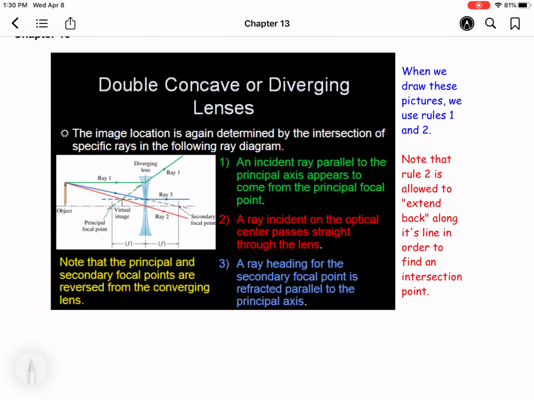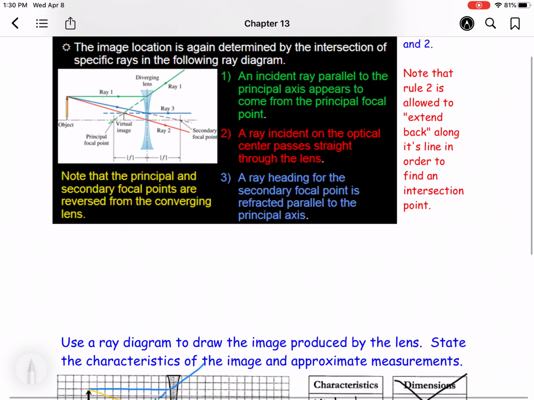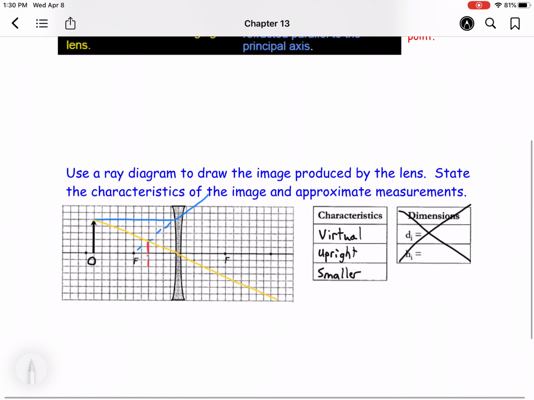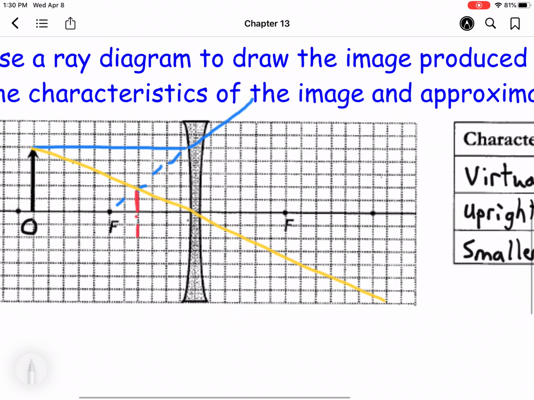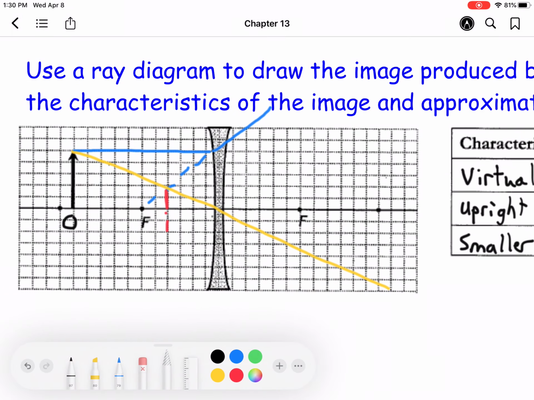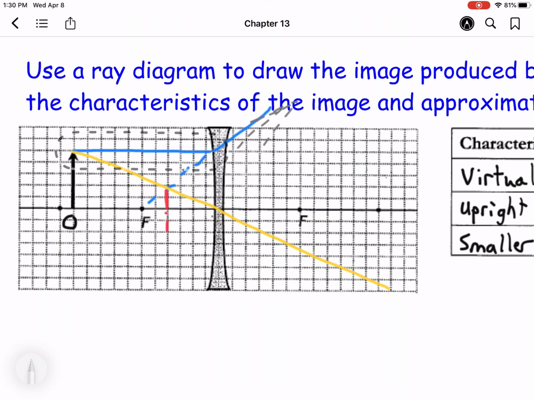Now we do have to backtrack in this case. And so here we go. We have this one here. Use a ray diagram to draw the image produced by the lens. State the characteristics of the image. So I'm just going to use the two rules. The first rule being if I send one in parallel, it will diverge. This is why we have to know the difference between lenses, because we have to know if it's going to go towards this focal point or away. That's the difference between diverging and converging. Notice how these rays are getting farther apart once they pass through the lens. That's hence the diverging. And so this one goes off this way.